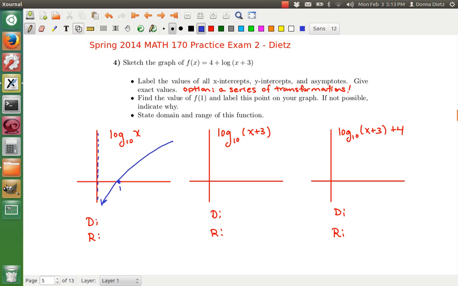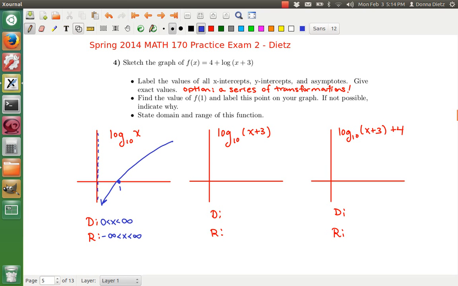So the domain is 0 to infinity, and the range is minus infinity to infinity. And why do I care about the domain and range? Well, I see that I'm going to be asked for the domain and range finally, so I may as well track the domain and range always.